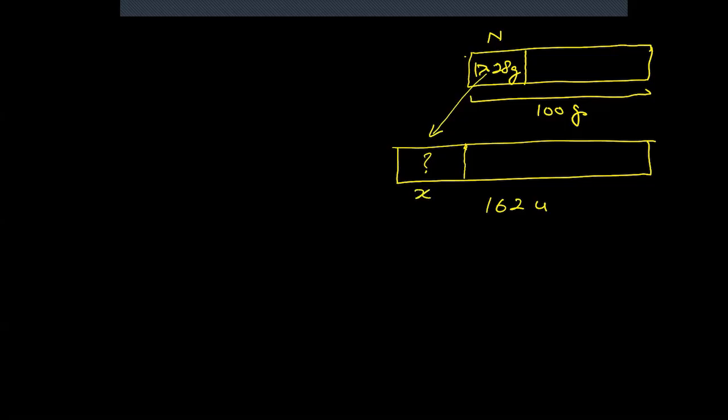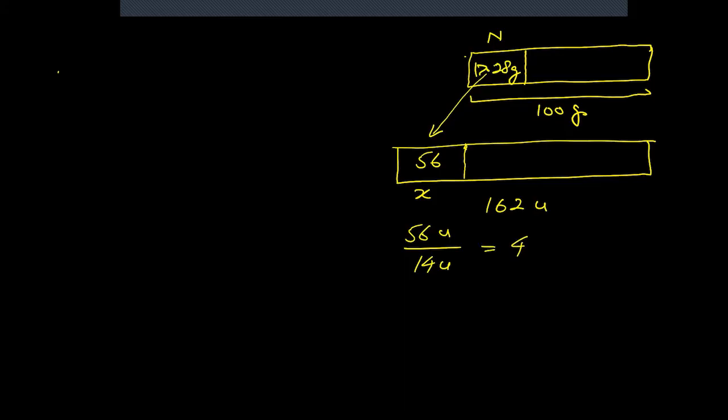This X I'll divide by 14 to get the number of atoms present. For example, this X comes out to be 56. So 56 U divided by 14 U, the atomic mass of one nitrogen, will be 4. So this logic I'll apply.